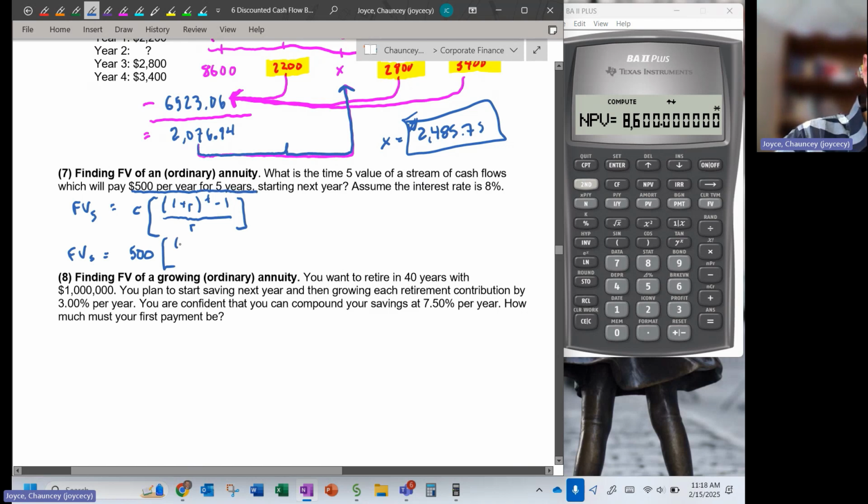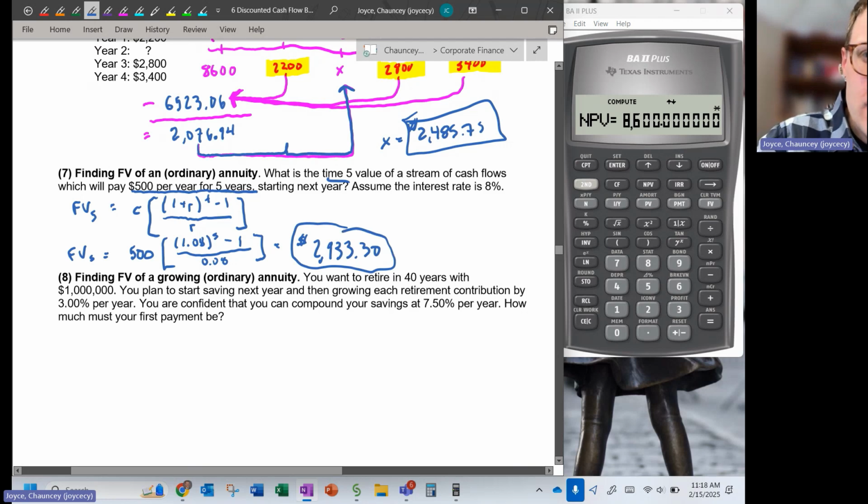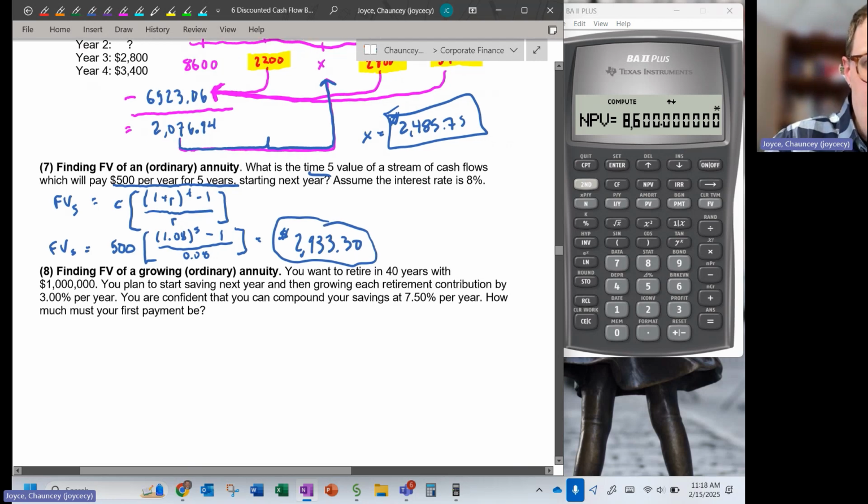So I have 1 with R, which is 1.08. What is the time 5 value? And we have 5 years, so my time there is 5. So the exponent is 5. Less 1 over 0.08. So if you do that correctly, you should get to $2,933.30.